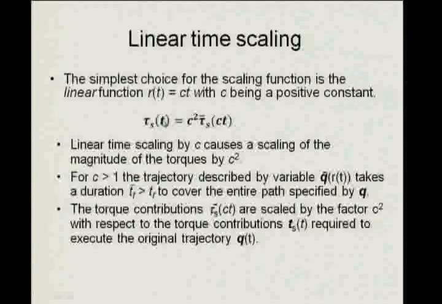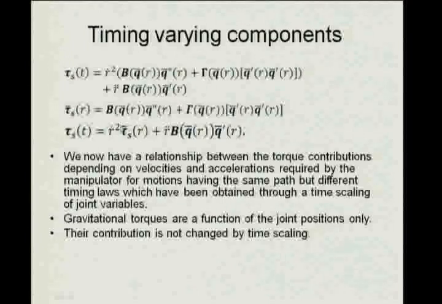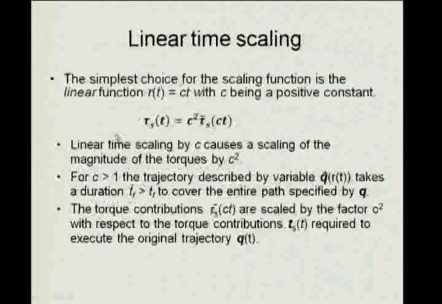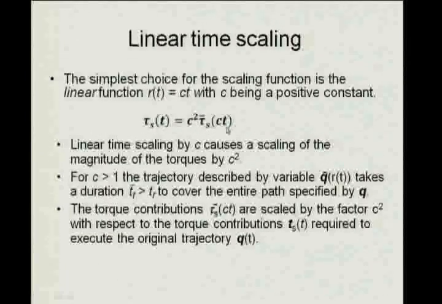Okay, so, if you do that, then tau s tau becomes, now if you look at this carefully, if r of t is equal to c t, then r double dot is 0. So, this set of terms drops out. So, tau s of t is equal to r dot square tau s of r, and r dot square is c. So, it becomes c square tau s of c t. So, if you change the time scale by c, it changes the magnitude of torques by c squared. Okay. So, this is the immediate thing which you should know.